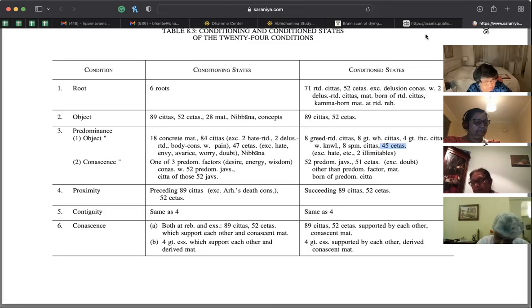Let's continue reading and come back. Only those objects which are esteemed, cherished, or strongly desired can become the conditioning states in this relation. This condition is virtually identical with the object decisive support condition, differing from it only slightly in the conditioning forces. That's not important as yet. Let's not read the rest of the paragraph; that's not related to what we are doing right now.